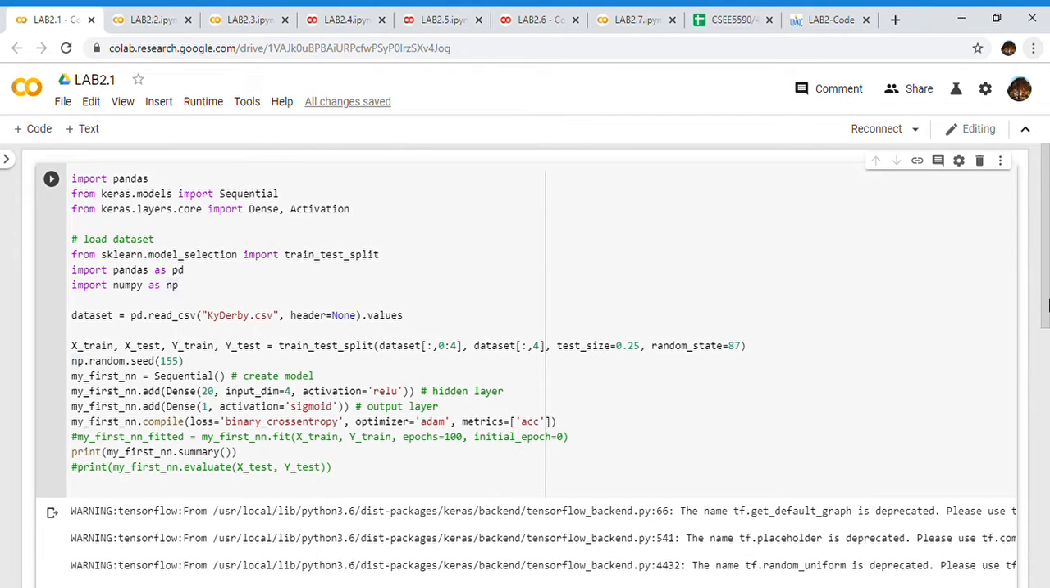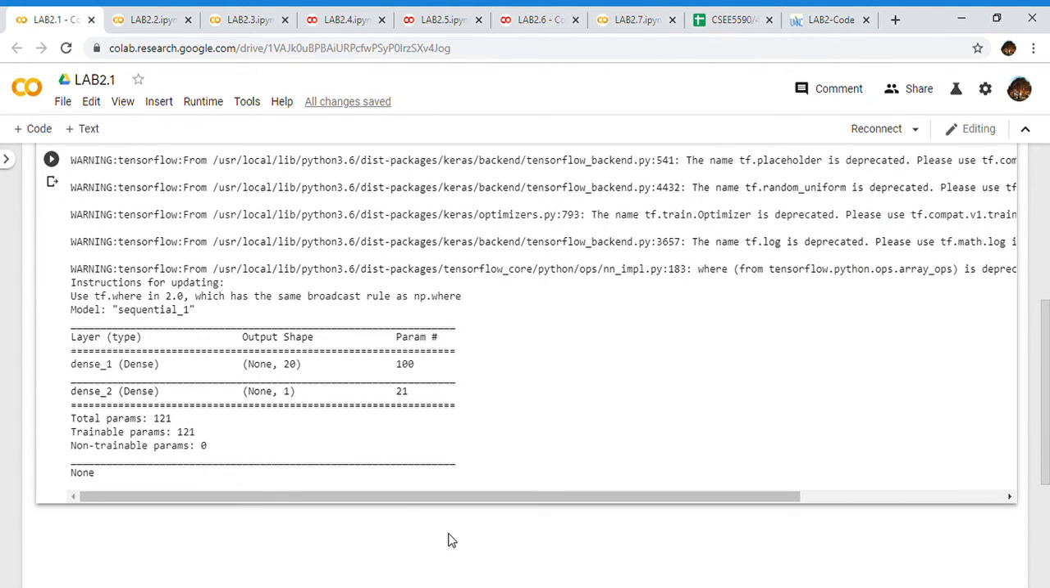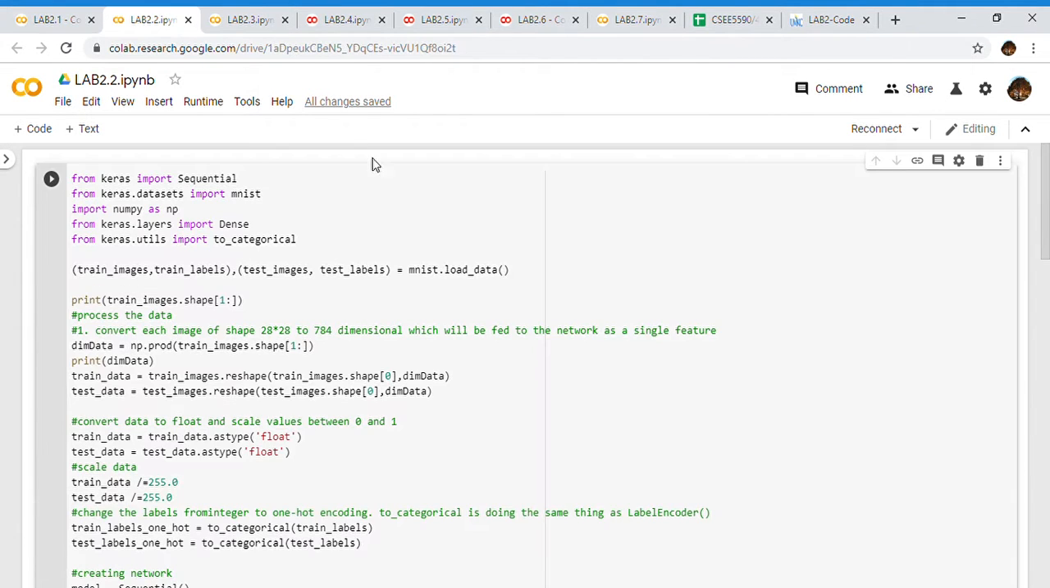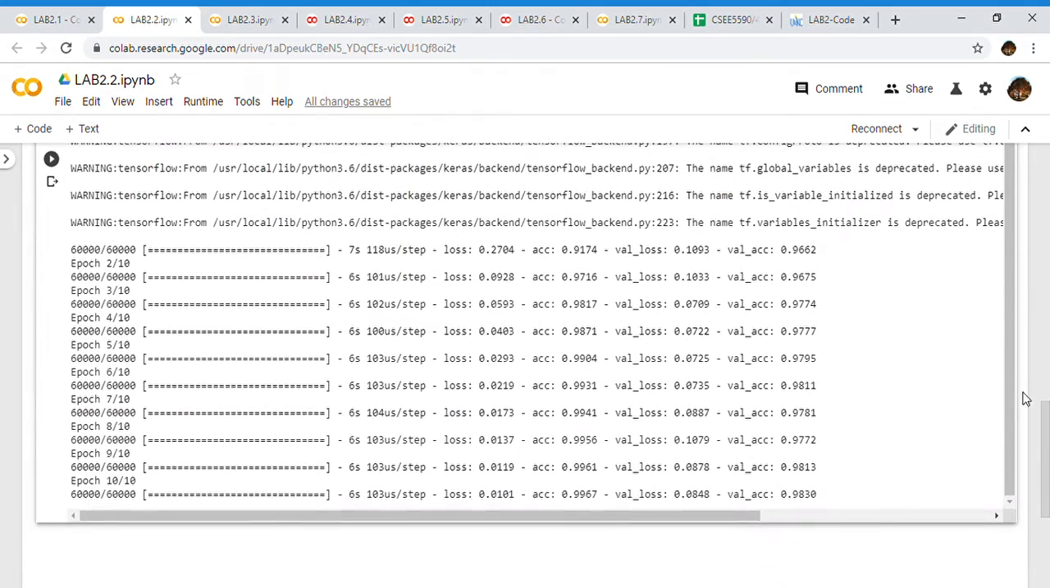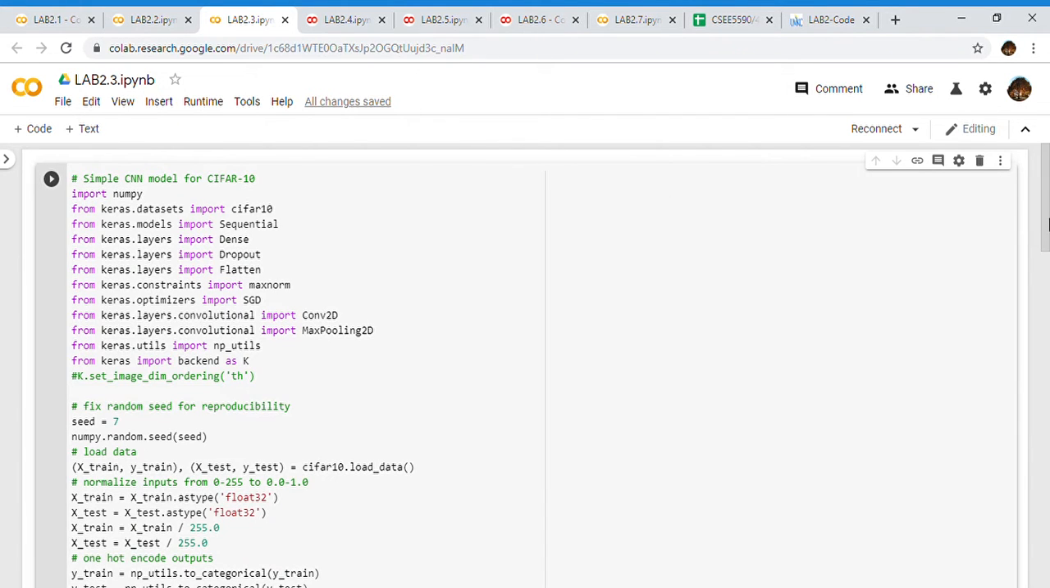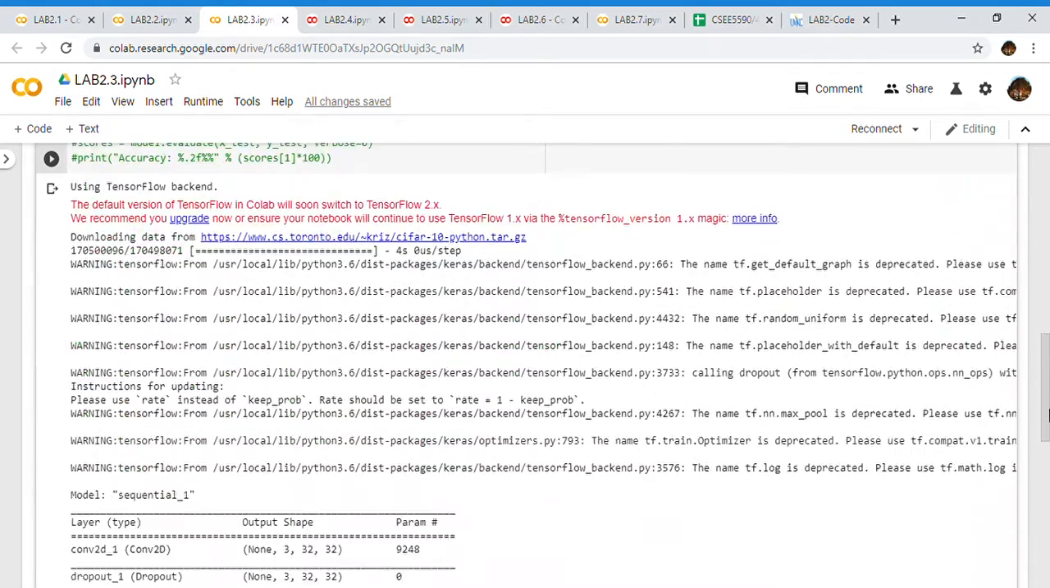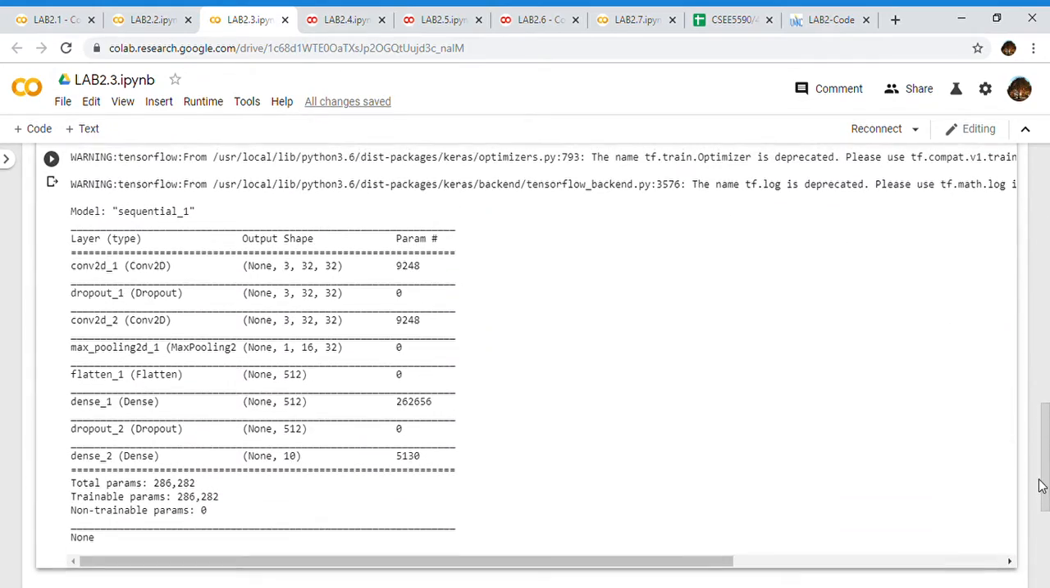Alright, so for Lab 2, Question 1, we were building a sequential model, and this was the result that we got. For Question 2, we had the logistic regression, and these were our results. Question 3, we were using the CNN, and this was our code.